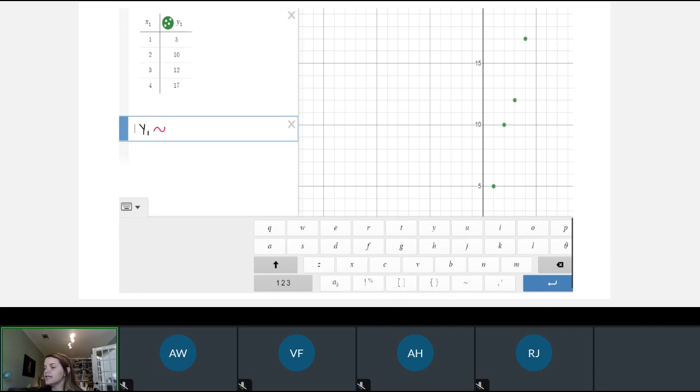Then you're going to type in this squiggly line. The way that you find that is you go to your keyboard down here, click on the keyboard, and then this will say ABC. Once it says ABC, it's going to be this key right here. That's how you get that squiggly line. Then you will type in M X1 plus B. Then hit your enter button and it will give you your A, your B, and your correlation coefficient. Okay?